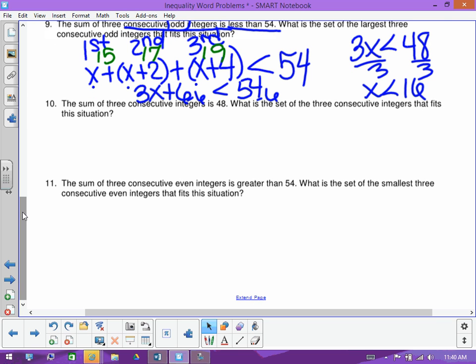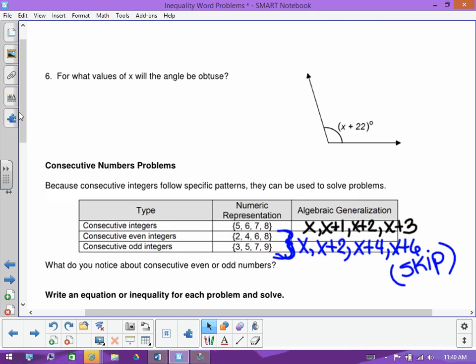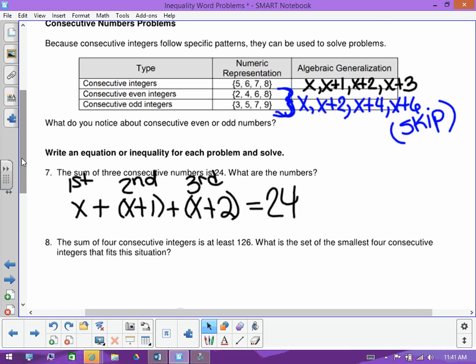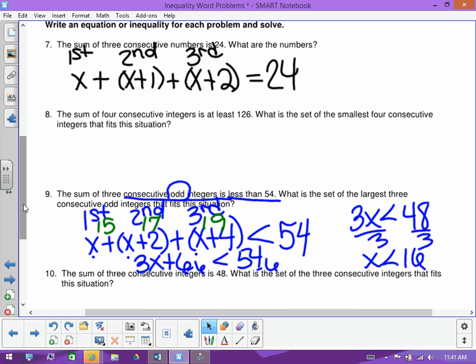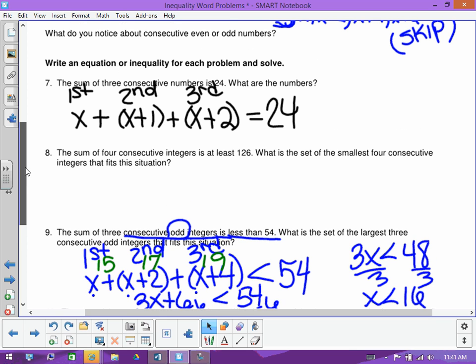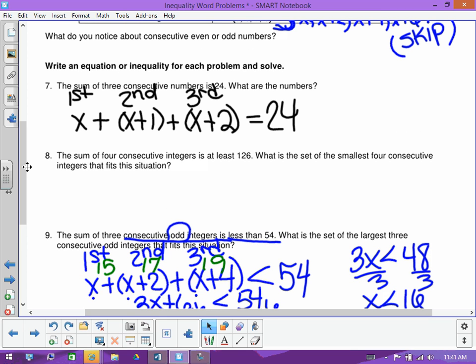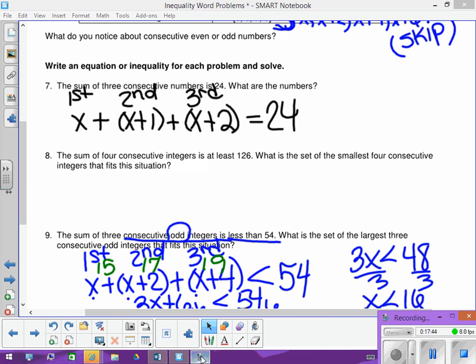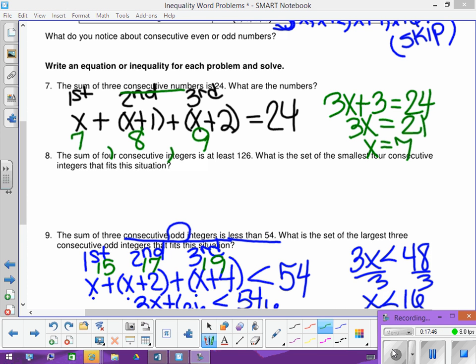This one says consecutive even, so you're going to be skipping. This one says consecutive, so you're not going to be skipping numbers. And you've got another one that's your angle up here at the top. So, again, we're talking about obtuse angles, so you need to be careful. So that's what you're going to be finishing, using the examples that we did. Go back to number 7, and let's finish that one. So that's what you would end up with once you solve it, is 7, 8, 9.